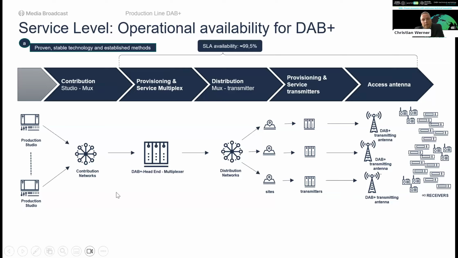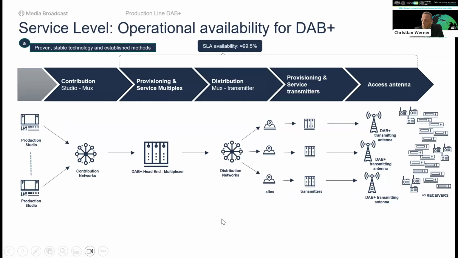Here at the head end is where the product DAB+ starts. So if you buy DAB+ in Germany, you buy the product starting at the head end. Everything before, on the left side, is independent on the market, and then you can buy your lines such as you are fine with it.